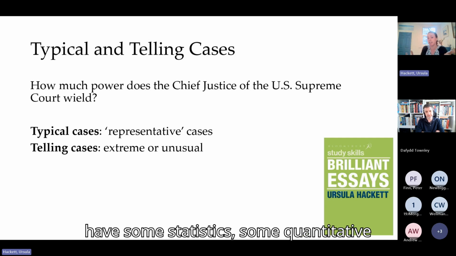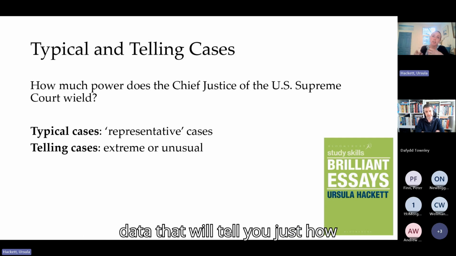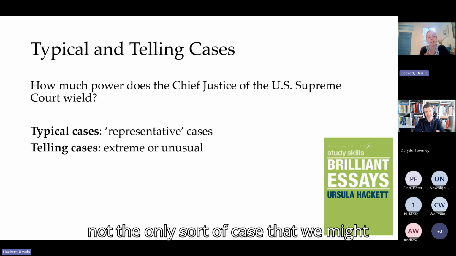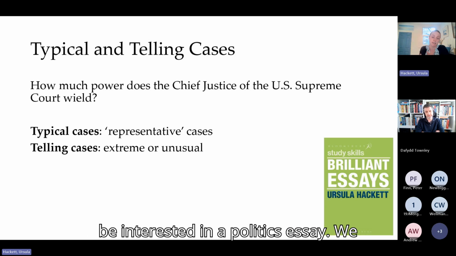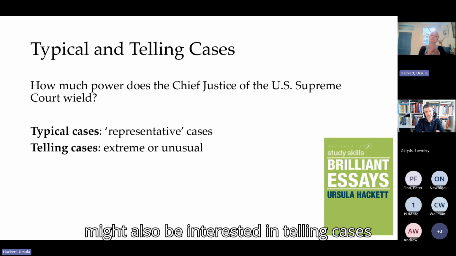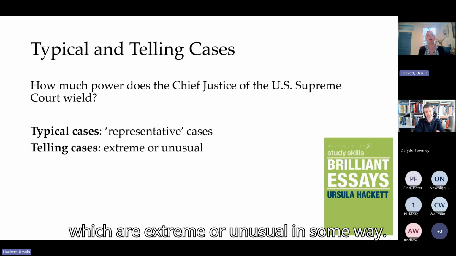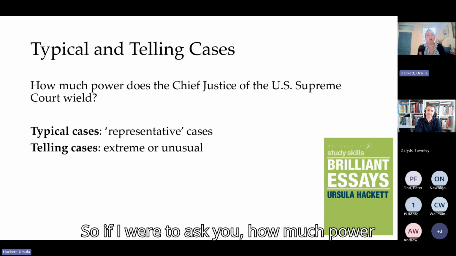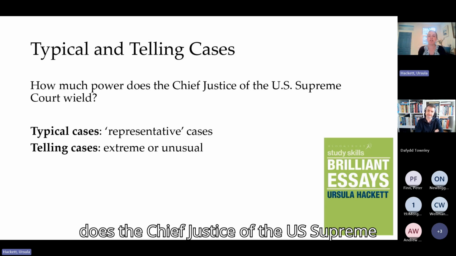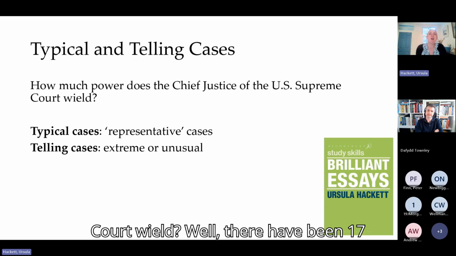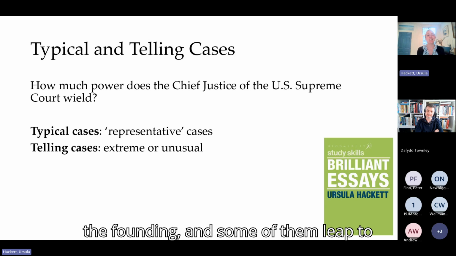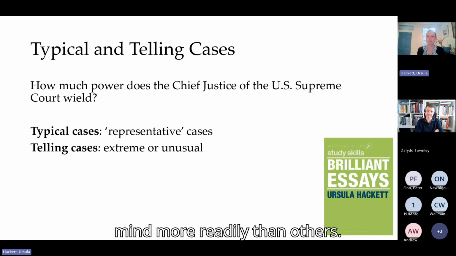It might be that you have some statistics, some quantitative data that will tell you just how representative that case is. But that's not the only sort of case that we might be interested in in a politics essay. We might also be interested in telling cases, which are extreme or unusual in some way. They're not necessarily representative. So if I were to ask you, how much power does the Chief Justice of the US Supreme Court wield? Well, there have been 17 people who have held that office since the founding, and some of them leap to mind more readily than others.